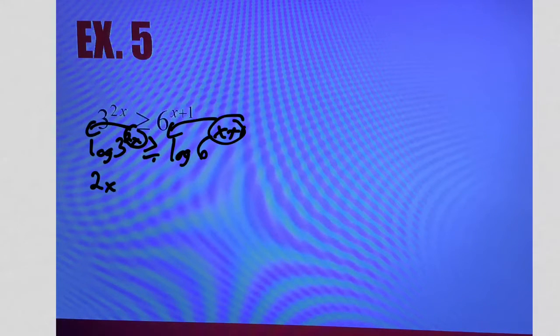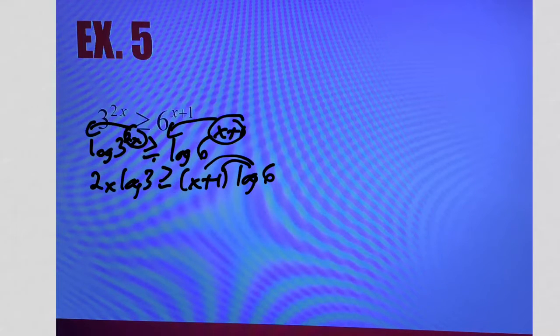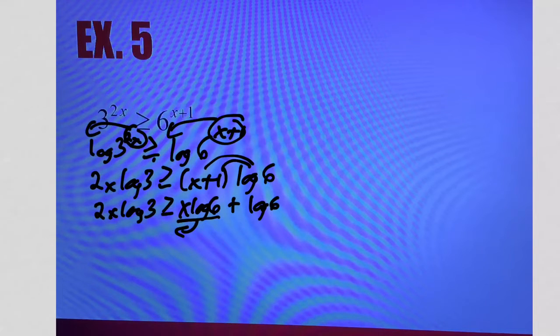So it would be 2x log 3 is greater than or equal to, we keep the x plus 1 in parentheses, log 6. I have to distribute the log 6, so it would be 2x log 3 is greater than or equal to x log 6 plus log 6, because 1 times log 6 would be log 6. The next thing, you have to move the x terms over. So to move this term over, I would subtract it. So it turns into 2x log 3 minus x log 6 is greater than or equal to log 6.